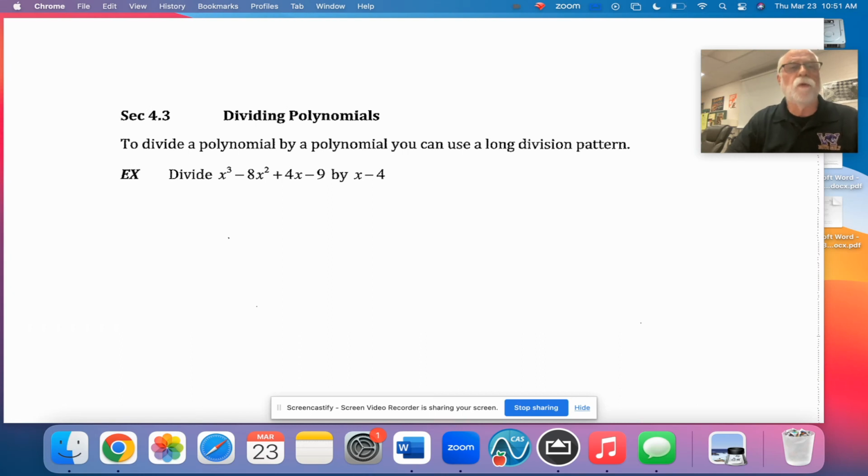All right, section 4.3 is dividing polynomials. Remember, section 4.2 was adding, subtracting, and multiplying. I told you those were pretty straightforward. But dividing polynomials, we have two options.